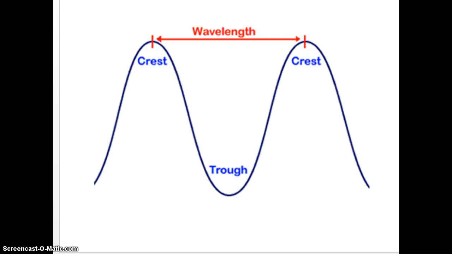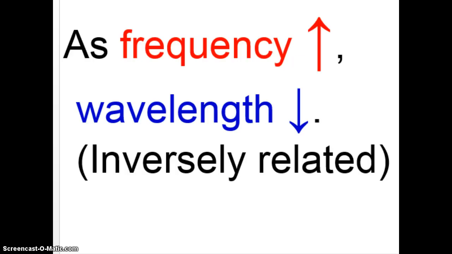Now, here's a picture of wavelength. You would measure it from peak to peak, or I guess you could also go drop to drop. And the connection here is that frequency and wavelength are exact opposites. So if you have a high frequency, you'd have a low wavelength, and vice versa.